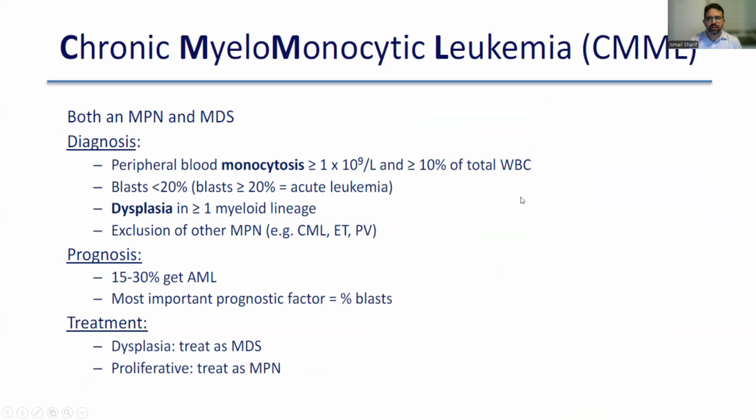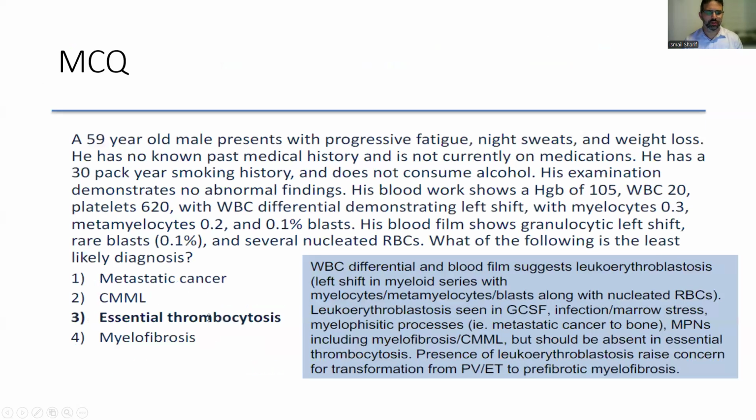Now, let's talk about the disease that is actually in between, CMML, which is between myeloproliferative neoplasm and MDS. So the proliferation is in the monocytes. Those patients have blasts less than 20%, because blasts more than 20 is acute leukemia. If there's dysplasia, it will be seen in the myeloid lineage as well, and we have excluded other diseases. Those patients are likely to progress to AML. For treatment, we treat as MDS if they have lots of dysplasia, or as MPN if there is proliferation.